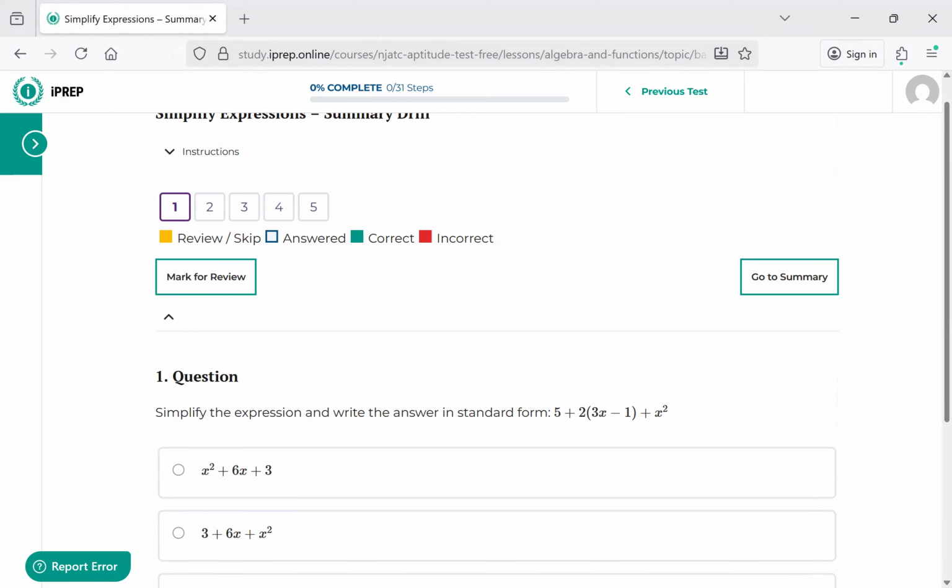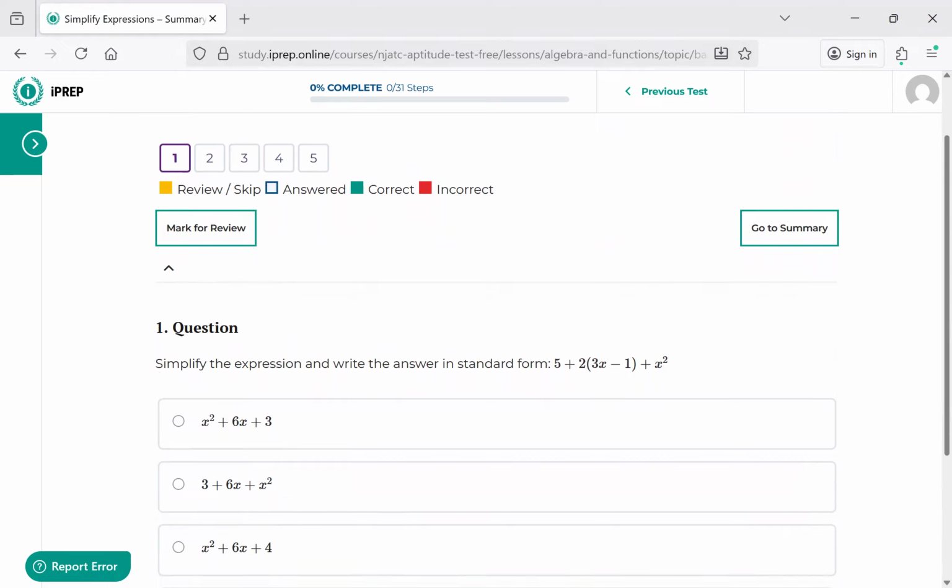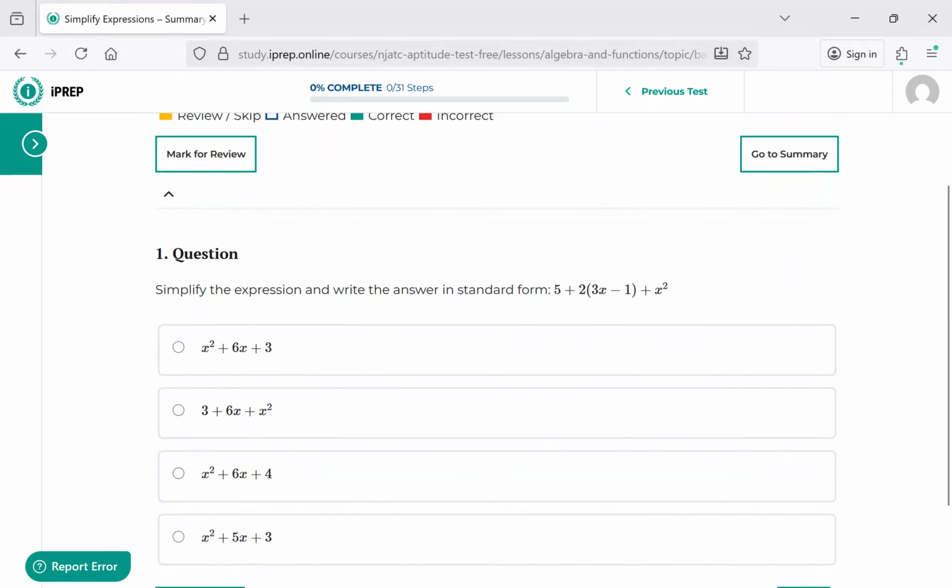It's a combination of both of what we just did. It looks like we have to distribute and combine like terms. Question one says, simplify the expression, write the answer in standard form. When they say standard form, what they want is highest power to lowest power to the constant, right? So I don't think this is standard, so we can eliminate that one. We have 5 plus 2 parentheses 3x minus 1 plus x squared.